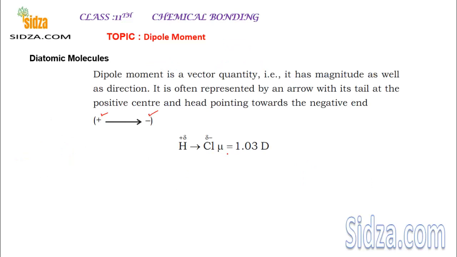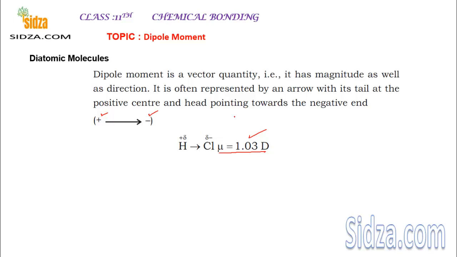For the HCl molecule, we find its dipole moment is 1.03 debyes. That means this is the product of the charge times the internuclear distance. And this dipole moment is a vector quantity, meaning it has magnitude as well as a direction, correct? And the direction here will be from hydrogen to the chlorine.